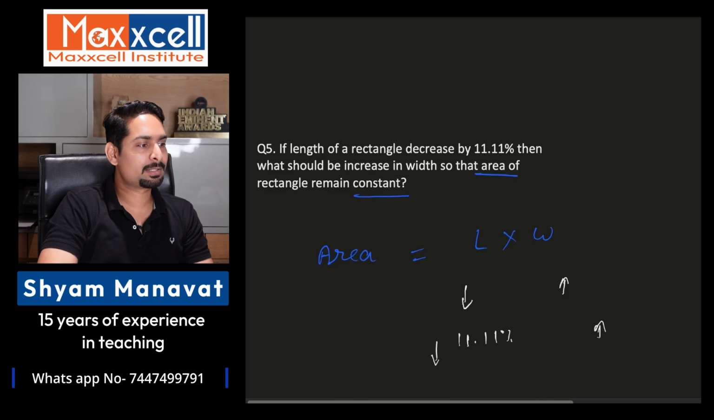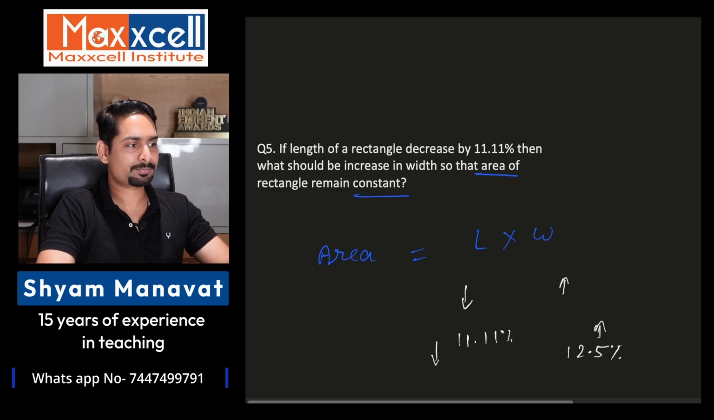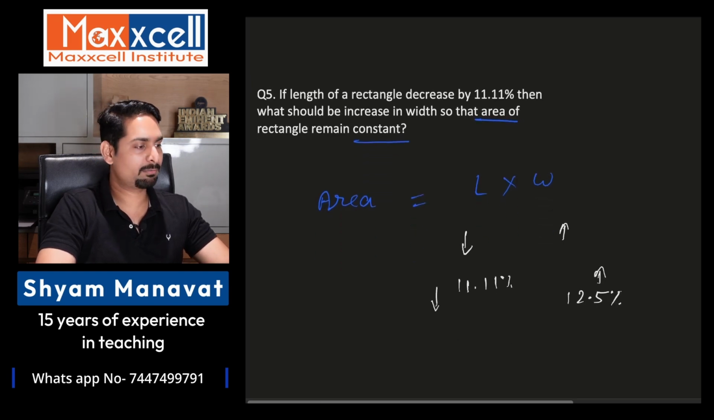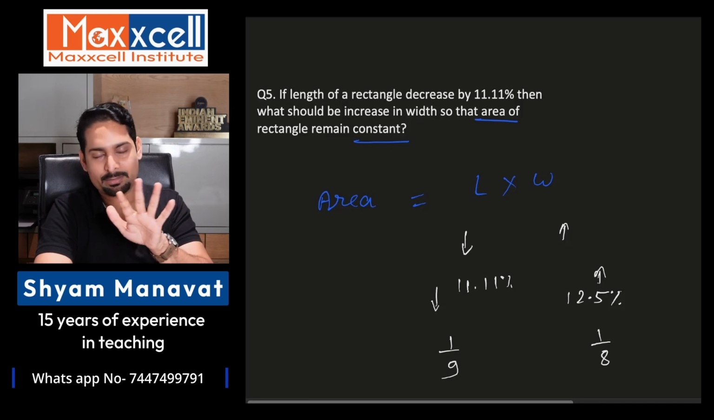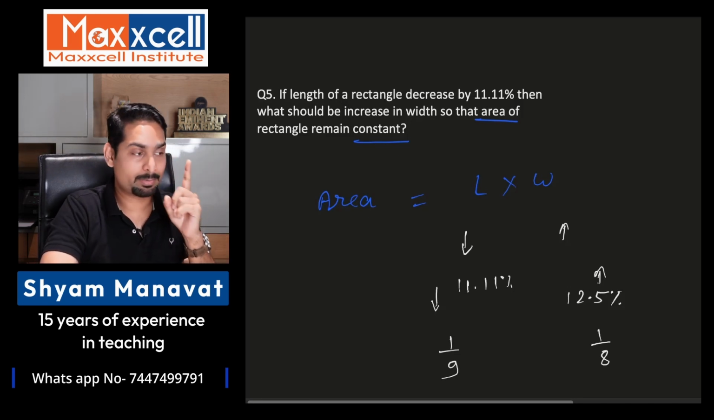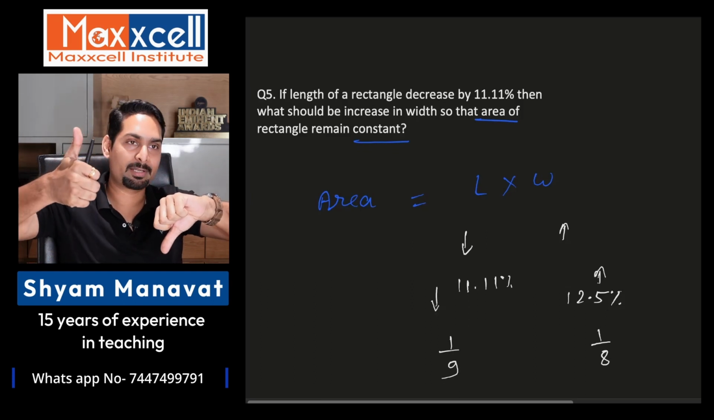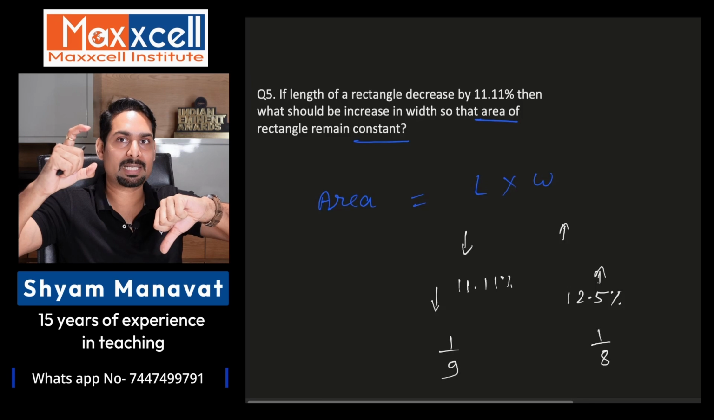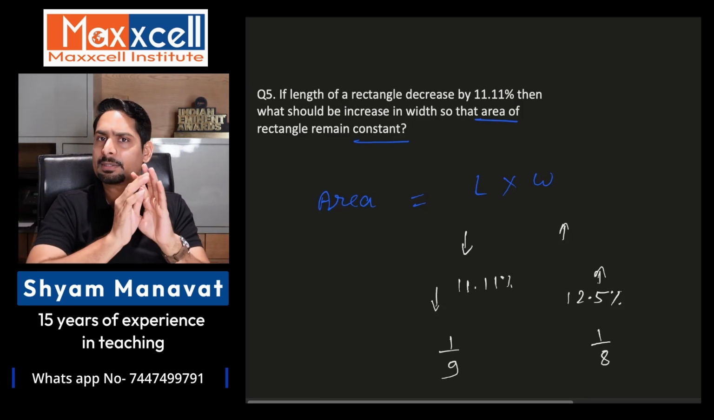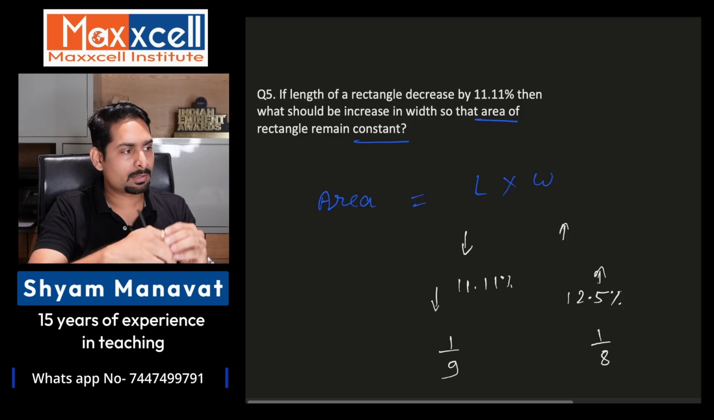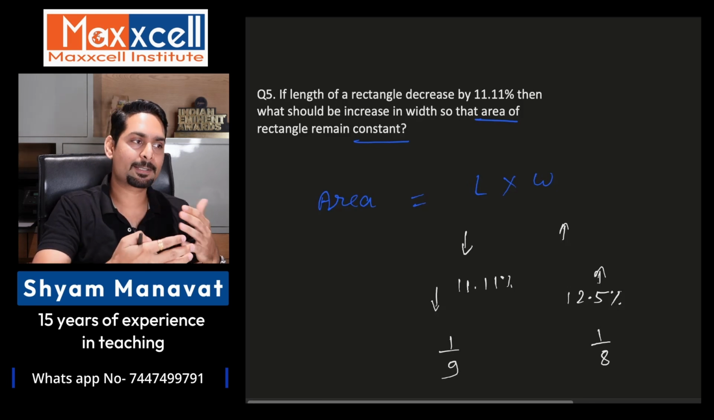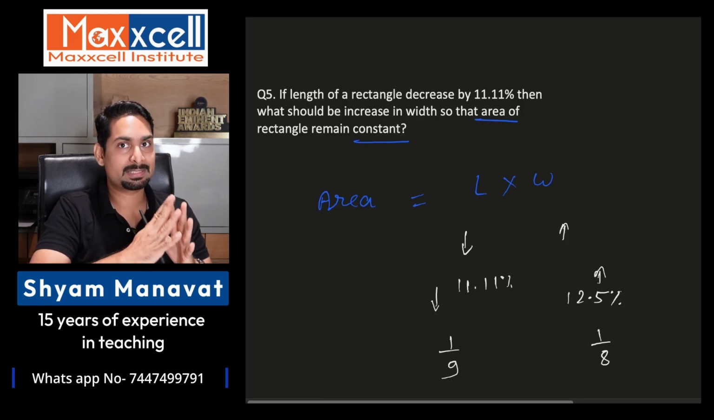Correct. That is 12.5%. Right? What is the fraction value of 11.11? 1 upon 9. What is the fraction value of 12.5? That is 1 upon 8. Right? Again, the fraction value has nothing to do with this question, but you need to understand and remember, if there is a decrease of 11.11, there will be an increase of 12.5. You can see the value in the fraction percentage table. Okay. This is not a rule or somewhere it's written, but we have done a lot of calculation and we found that this fraction percentage table works.